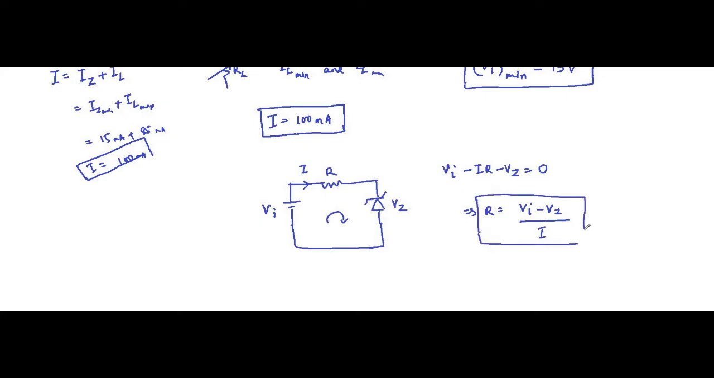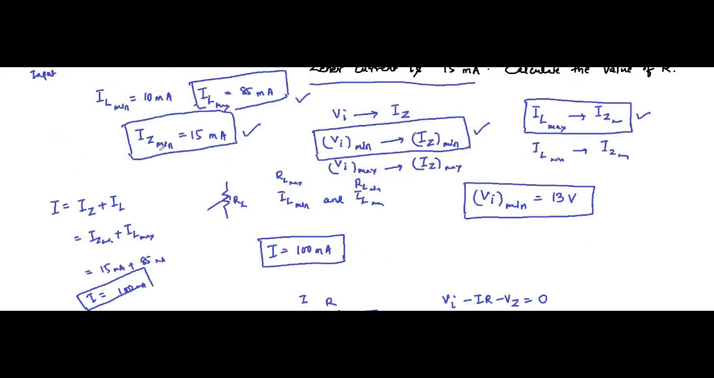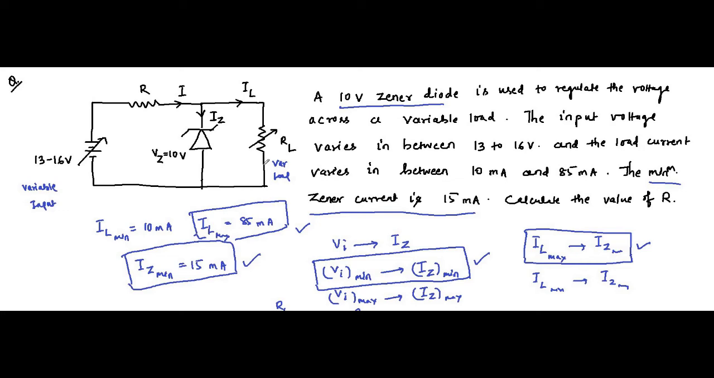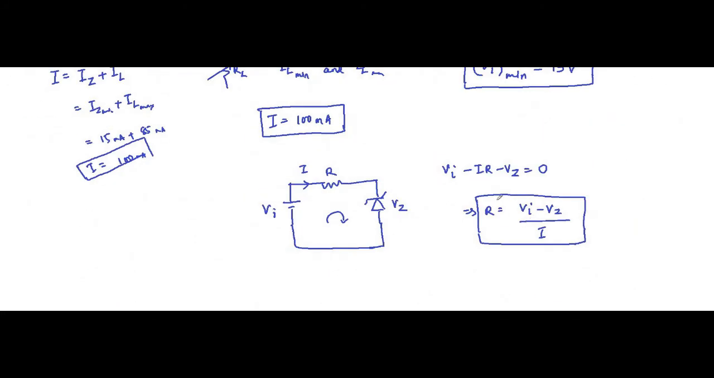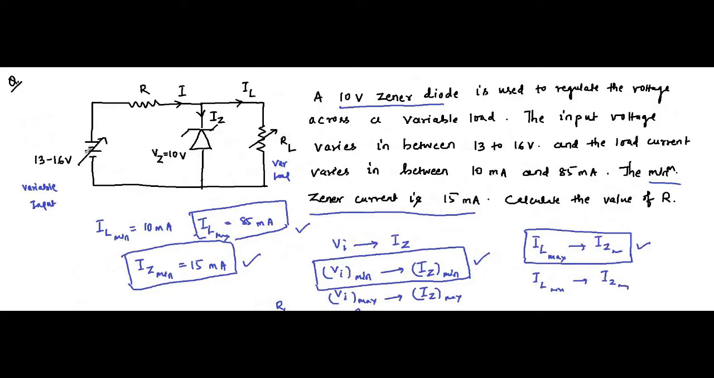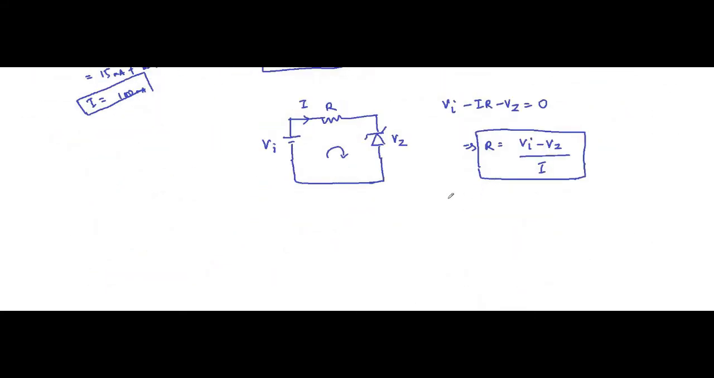In normal cases we would have used this equation, but here everything is fluctuating, everything is variable. Input voltage is variable, load resistance is variable. So with respect to these two conditions, variable input and variable load, we have to use an appropriate equation using the appropriate values. In this case, R is equal to the minimum value of input voltage Vi min minus Zener voltage, which is constant and fixed, divided by I, which using KCL is the minimum value of Zener current, Iz min, plus the maximum value of load current, IL max.